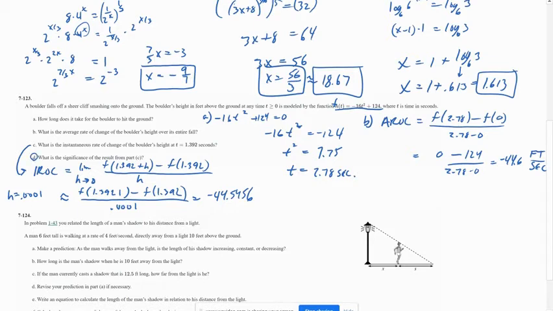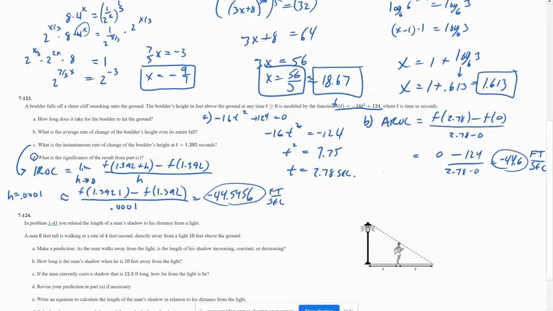And the part D, what is the significance of this result? If we'd used a little bit more decimal accuracy on part A and B, I think we're supposed to get the same. This is in feet per second also. We're supposed to get the same value here. So that's the significance of 1.392 seconds, is that that is the time when the instantaneous rate of change is the same as the average rate of change.